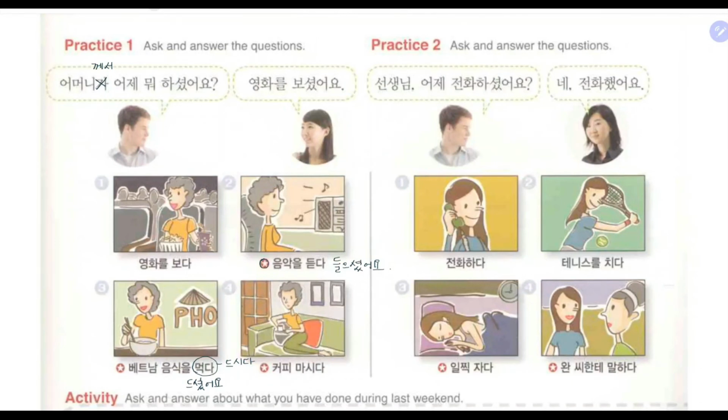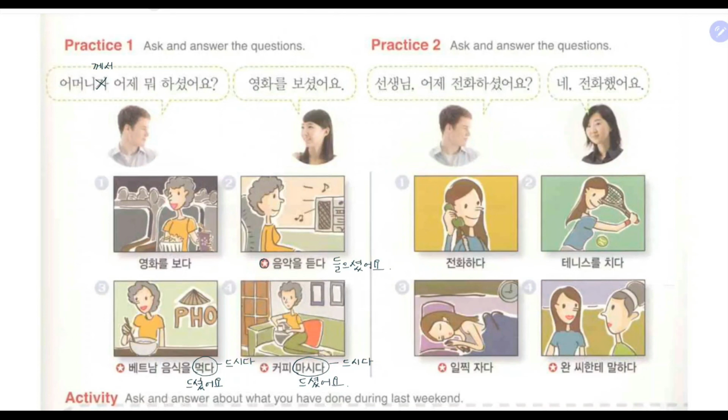자, 4번, number 4. 어머니께서 어제 뭐 하셨어요? 커피 마시셨어요. If you said 커피 마시셨어요, you're only 50% correct. 자, 마시다, we also say 드시다. Okay? So in terms of honorific form, we don't distinguish to eat from to drink. 그래서 커피 드셨어요. Done. Very good.